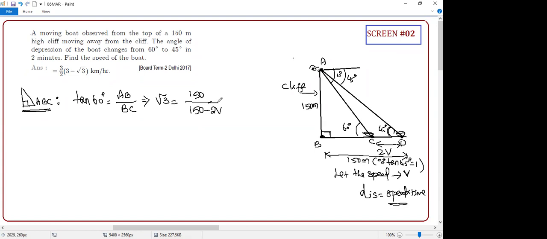Now magic started, students. In the entire equation, you have only one variable. The rest is pure algebra. No trigonometry hereafter, everything is algebra. Start doing it. Cross multiplication. So what is that? 150 √3 minus 2V into √3 is equal to 150. Correct or not? Now all you need to do is move the variable to one side.